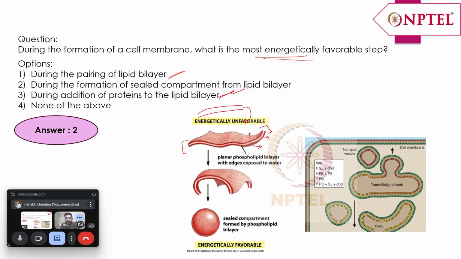Now, when this is exposed to a hydrophilic environment or water, what will happen? It will try to curve itself and form a sealed compartment so that this hydrophobic region gets covered and no water molecule interacts with it. In that case, this pairing would be the most unfavorable step energetically. And as it has stabilized in the form of a sealed compartment in the presence of water, that would be the energetically favorable step.